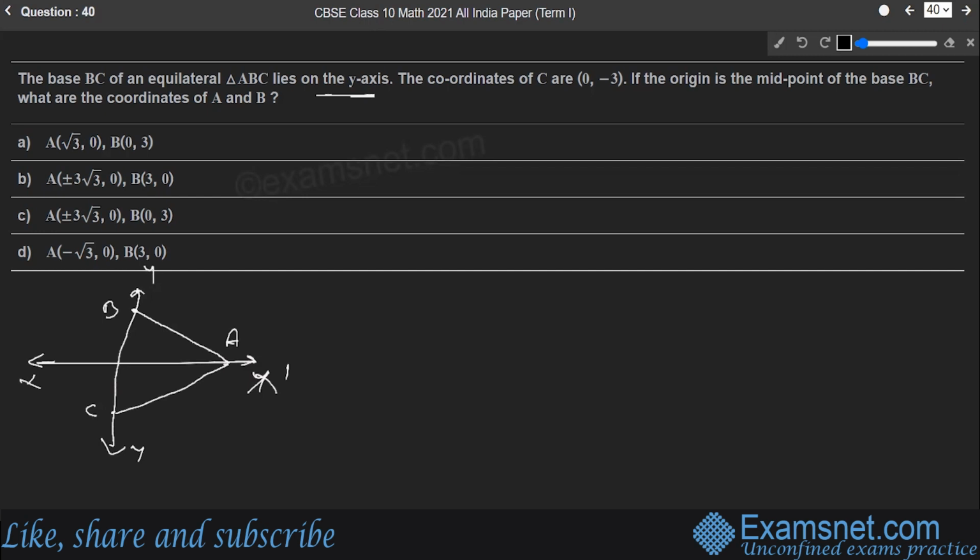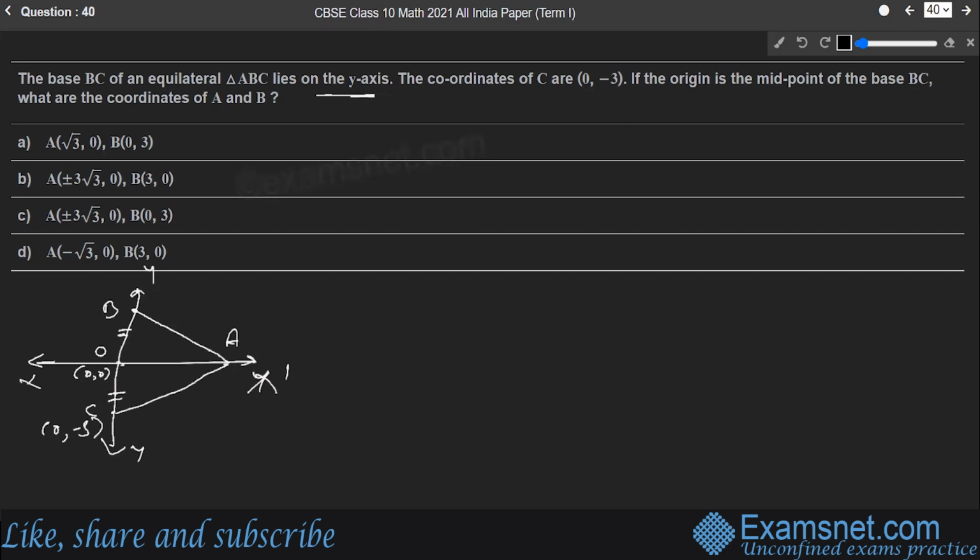Now the coordinates of C are 0, minus 3. So the coordinates of C are nothing but 0, comma, minus 3. Similarly, the origin is the midpoint of the base. So this is the origin, that is O. The coordinates are 0, 0. This is the midpoint. That means OB is equal to OC.